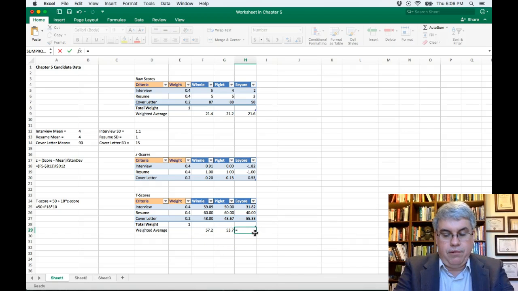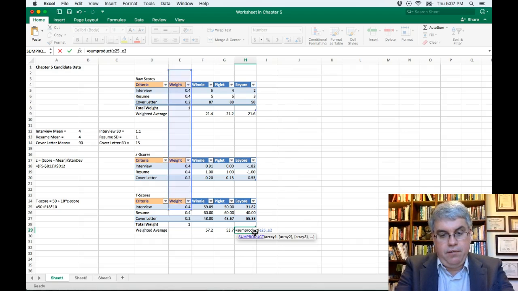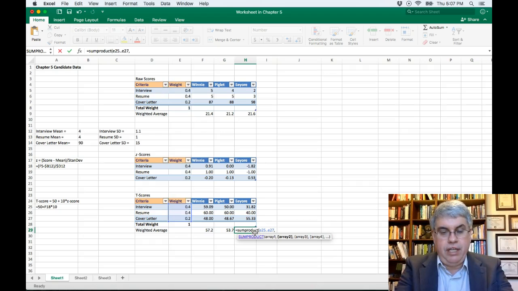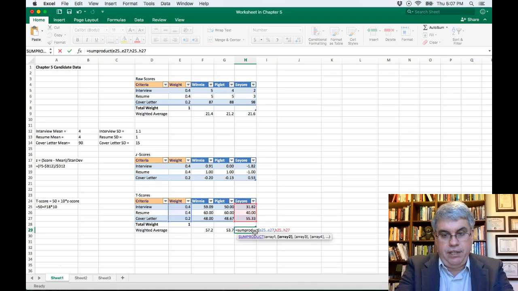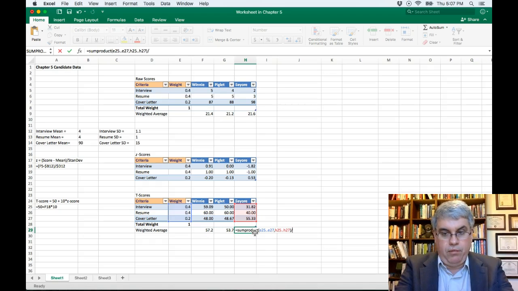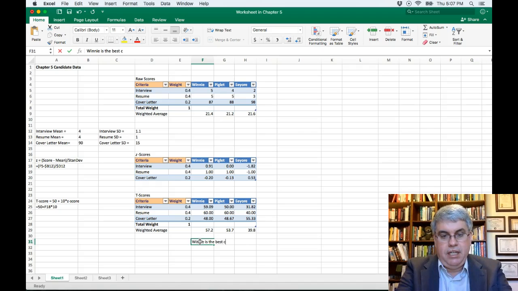And then we do equals sum product, and we're going to use the same weights, open parentheses, E25 dot dot E27, comma. Now we're going to use Eeyore's column, which is H25 dot dot H27, close parentheses, divide by the total weight of 1, and we get 39.8. So with the weighted averages, we see that Winnie has the highest t-score of 57.2 versus 53.7 for Piglet, and Eeyore only has 39.8. So we conclude that Winnie is the best candidate.